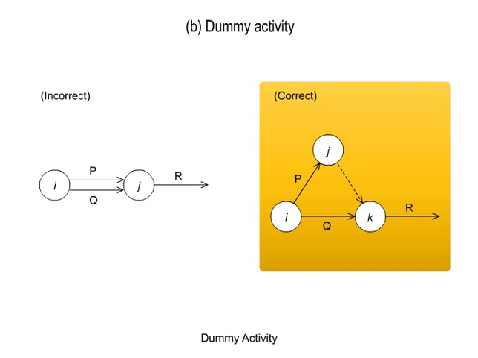For example, when activities P and Q are run in parallel as shown, a dummy activity is inserted as in the image on the right. In this instance, activity R cannot be started unless both activity P and activity Q are completed.